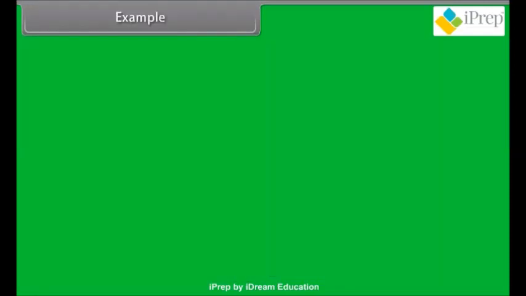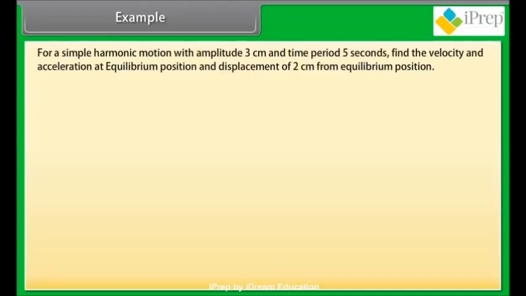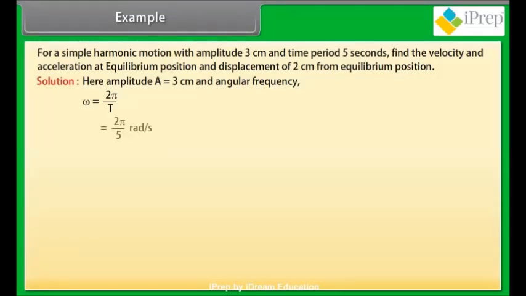Example. Let us take an example of velocity and acceleration in simple harmonic motion. For a simple harmonic motion with amplitude 3 cm and time period 5 seconds, find the velocity and acceleration at equilibrium position and displacement of 2 cm from equilibrium position. Let us see the solution. Here, amplitude A is equal to 3 cm and angular frequency ω is equal to 2π/T is equal to 2π/5 radian per second.